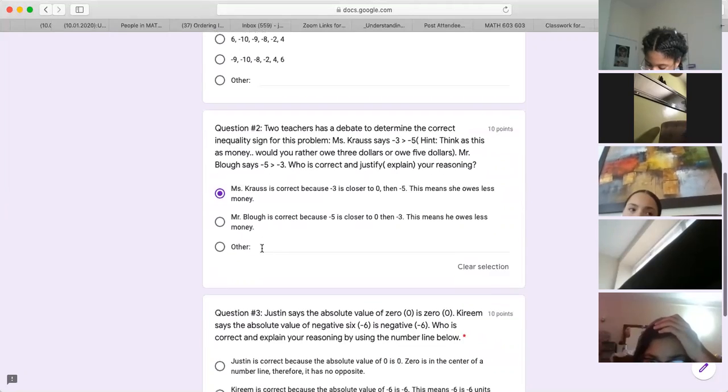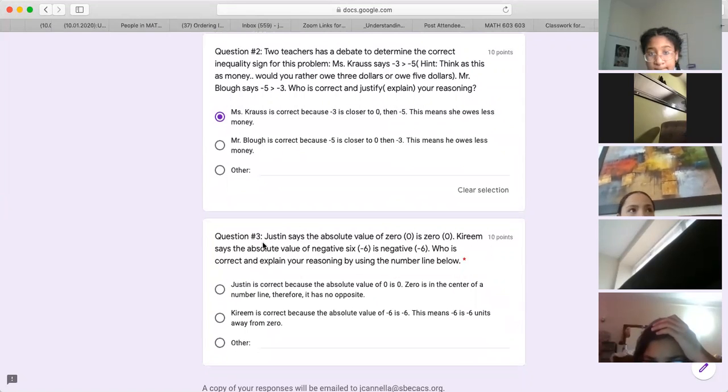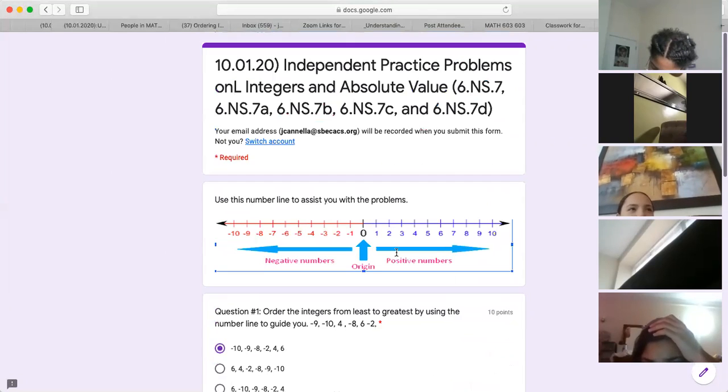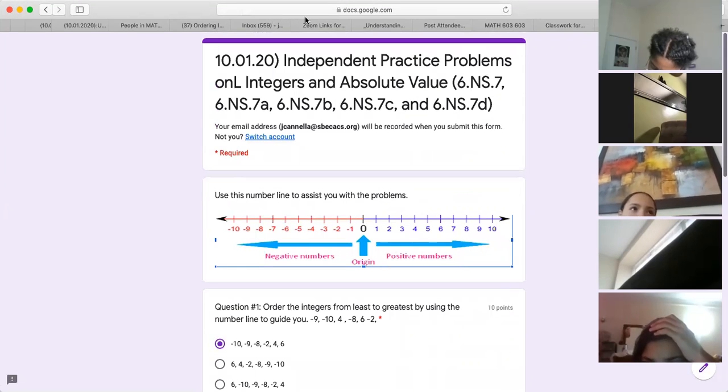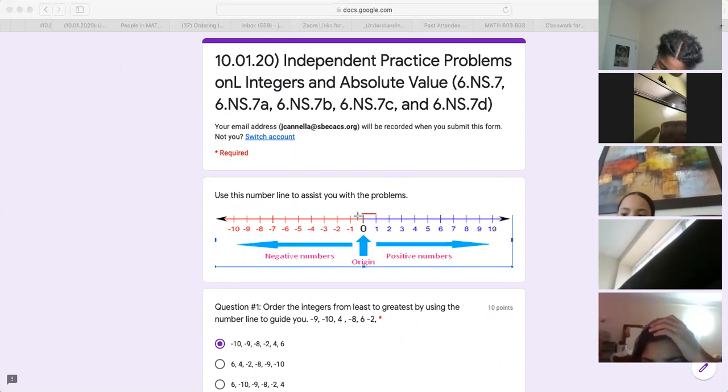Selena, what are you doing? Number 3, and then we're done. Justin says the absolute value of 0 is 0, and Kyrene says it's -6. So let's go to the number line. All right, this is what we got, kids. We got 0 is here, and we got -6, which is here. So this is Justin, and this is Kyrene for -6.